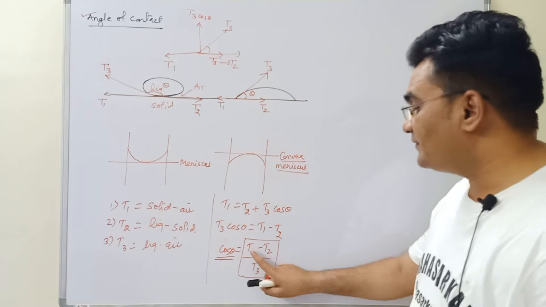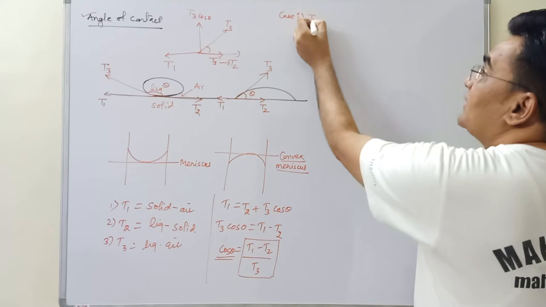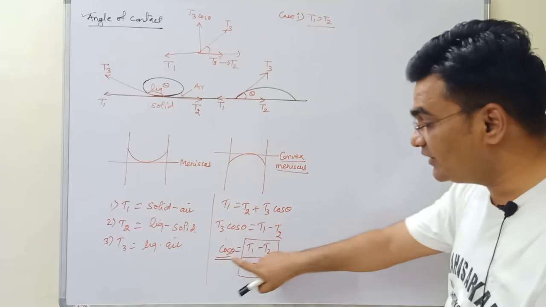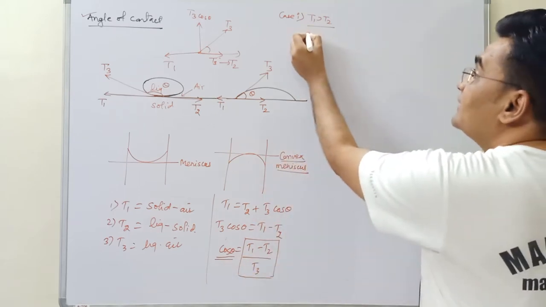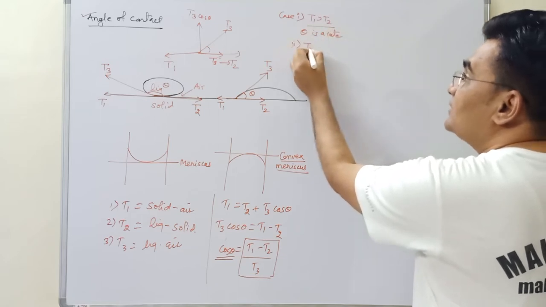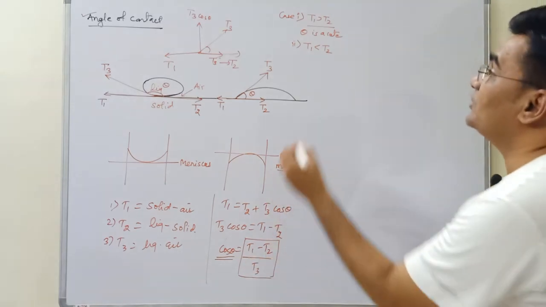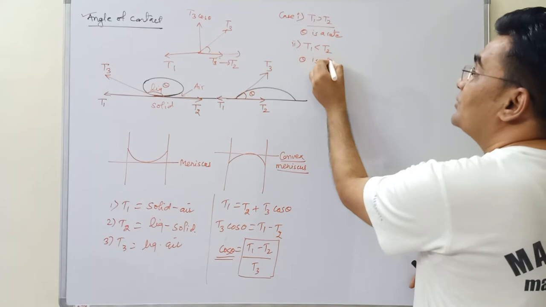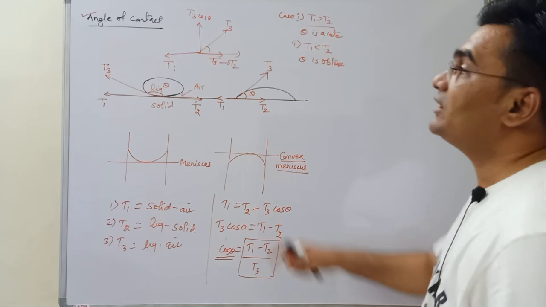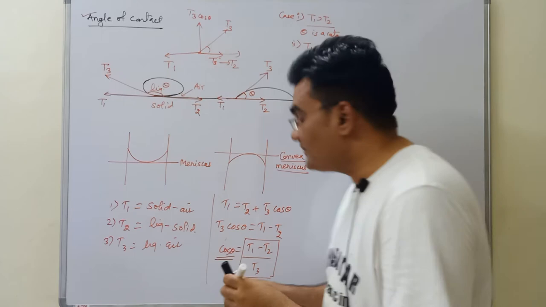On that basis, case 1: if T1 is greater than T2, then this is going to be positive. If this is positive, cos theta is positive, so theta should be what? Acute. Second condition: T1 less than T2. Then this is going to be negative. When it is negative, theta is going to be what? Obtuse. Okay. So these are some conditions that we require to understand the angle of contact. But yet we have not defined the angle of contact. So let's define it properly.